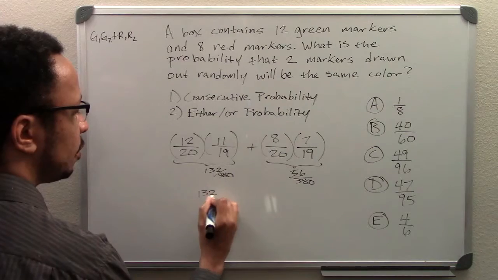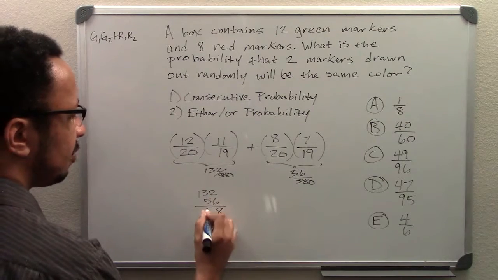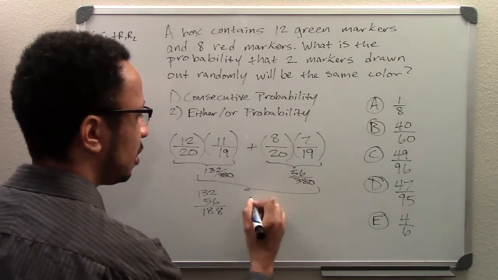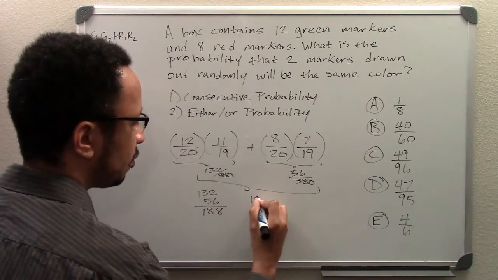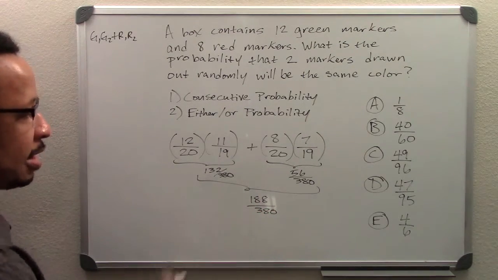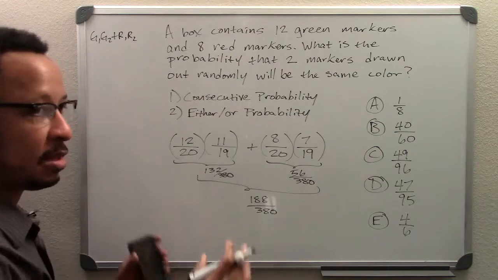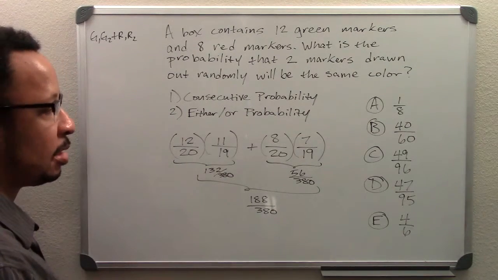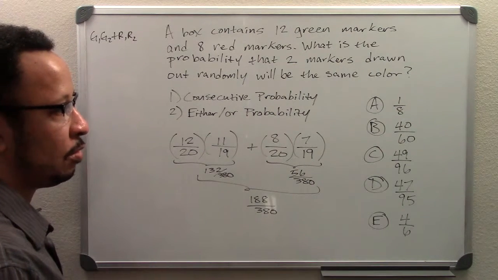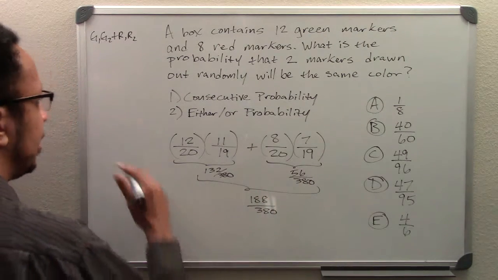132 and 56: 2 and 6 is 8, 3 and 5 is 8, and bring down the 1. So we have 188 total. This all adds up to 188 over 380. Looking at our answer choices, we don't have that. Assuming we set this problem up the right way and have been correct in our arithmetic thus far, we're going to have to reduce to lowest terms.